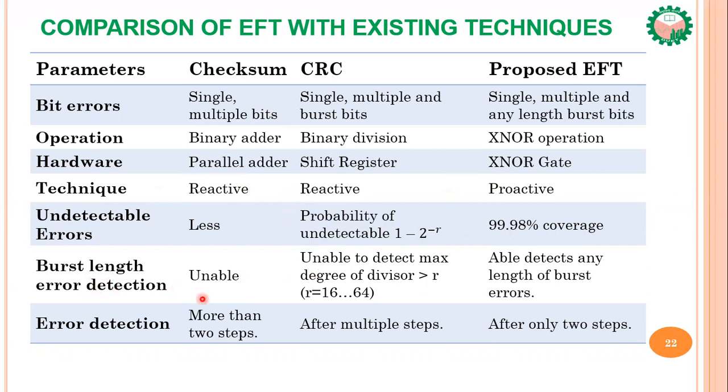For burst error detection, CHECKSUM is unable, and CRC is unable to detect when the maximum degree of divisor is greater than R equal to 16, 64. And EFT is able to detect any length of burst errors. The error detection of CHECKSUM takes more than 2 steps. CRC has multiple steps to detect after multiple steps. The proposed EFT detects errors after only 2 steps.